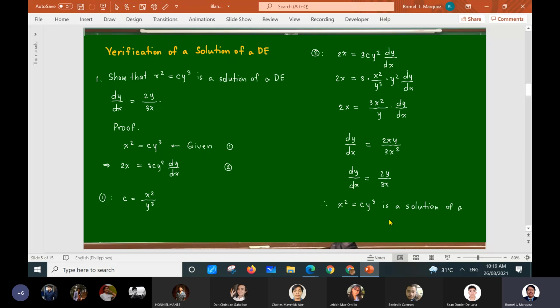of a differential equation. Of the differential equation, derivative of y with respect to x is equal to 2y over 3x. So again, if you are able to derive the given DE from the expected solution, then we say that such equation is a solution to that DE. Or if you want, you can substitute this to this DE, and if you come up with a true statement, then it is a solution to that DE.